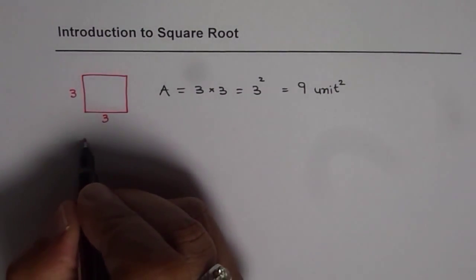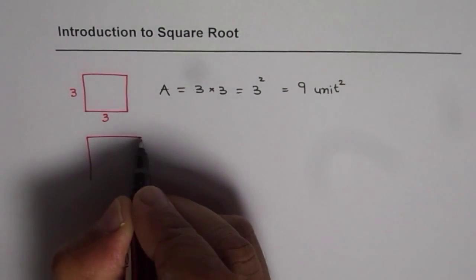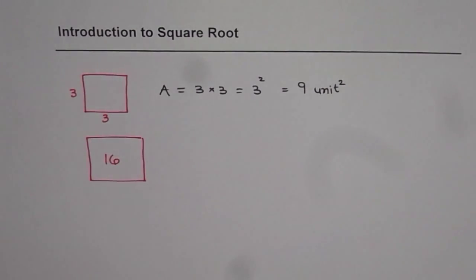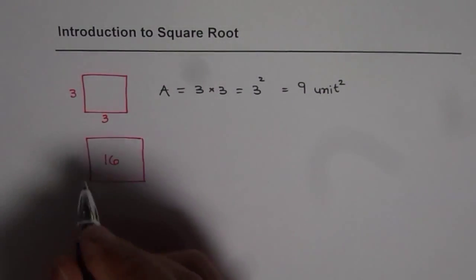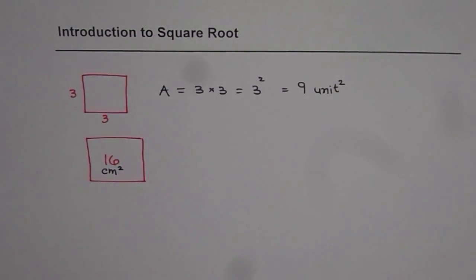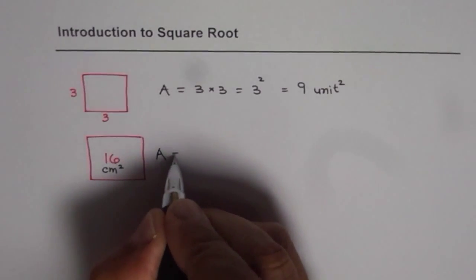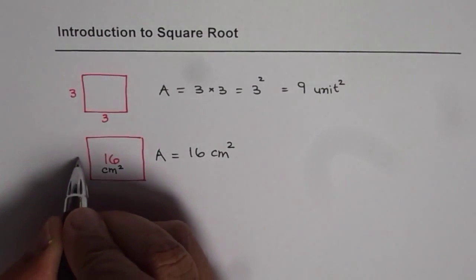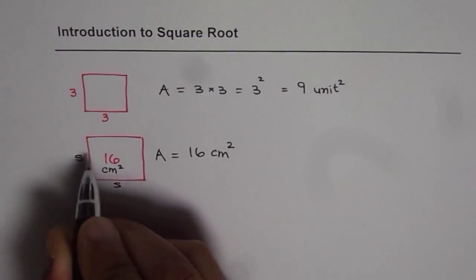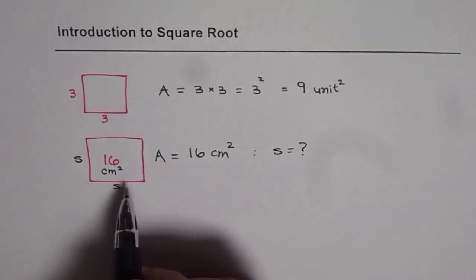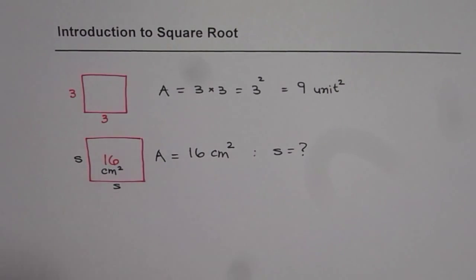Let me take another question. Let's say we have a bigger square this time, and let's say this square has an area of 16. Let us say this time units are centimeters square. So the area is 16 centimeters square. Now the question is, if area is equal to 16 centimeters square, then what are the side lengths of the square? That means you have to find the side of the square with an area of 16. How to solve this question?